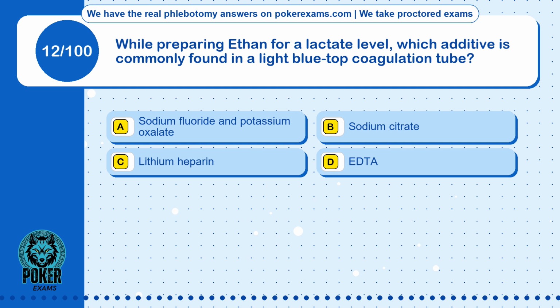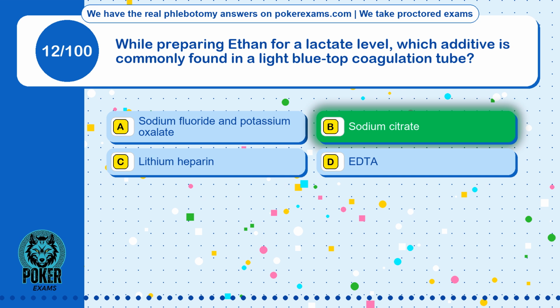Question 12. While preparing Ethan for a lactate level, which additive is commonly found in a light blue top coagulation tube? Option A, sodium fluoride and potassium oxalate. Option B, sodium citrate. Option C, lithium heparin. Option D, EDTA. The correct answer is option B.